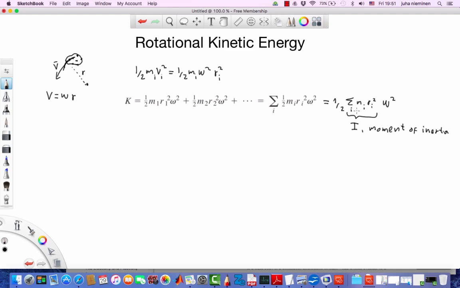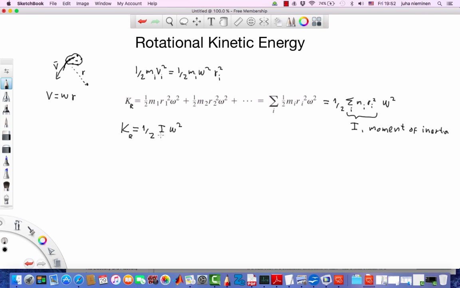And let's leave that aside for a while. So now we can just state the rotational kinetic energy, K, or we can call it Kr if you like, to be half times I omega squared, where I is the moment of inertia of that object and omega is the angular velocity. So it's strikingly similar to the definition of linear kinetic energy, half times mv squared.